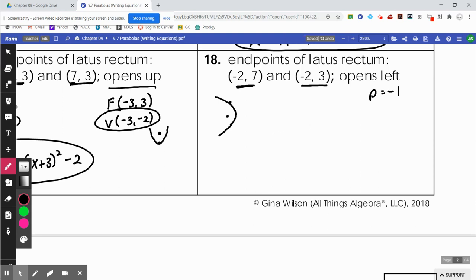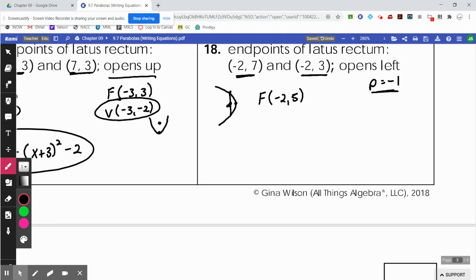The focus is going to be directly in between those 2 endpoints of the latus rectum. So to find that focus, add your x's and divide by 2. Add your y's and divide by 2. There's the focus. Okay. The vertex will be 1 unit to the right of that focus since it opens to the left. And the reason I know it's 1 unit is because p is -1. So therefore, to find our vertex, let's go 1 unit to the right, and that's going to be located at (-1, 5).